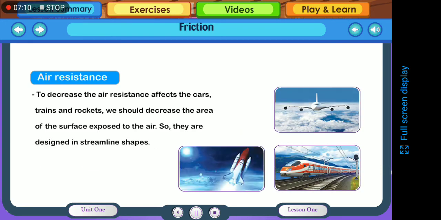To decrease the air resistance affecting the car, train and rocket, we should decrease the area of the surface exposed to air, so they are designed in a streamlined shape. The rocket, the train and the plane all have a streamlined shape. Streamlined shape means شكل انسيابي, to decrease air resistance and move fast.